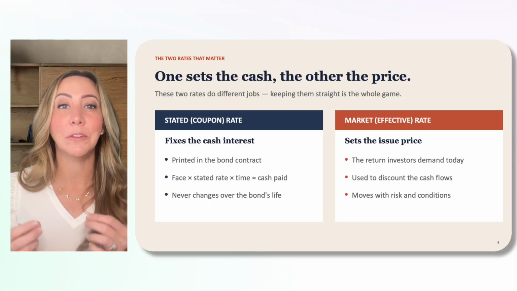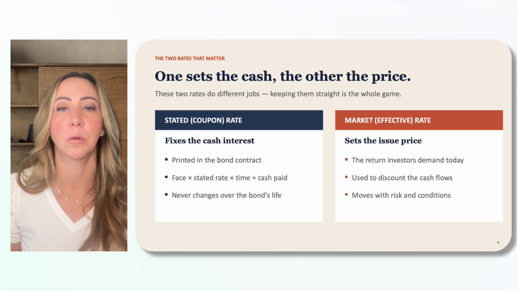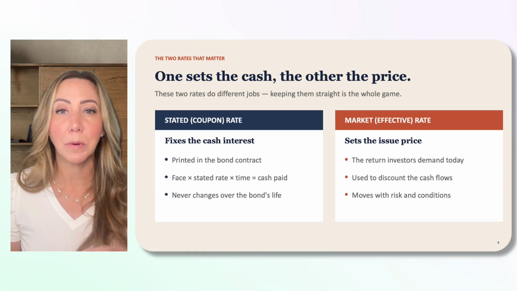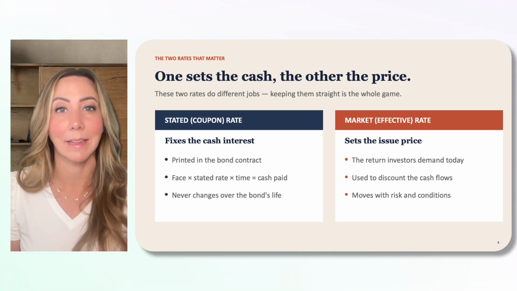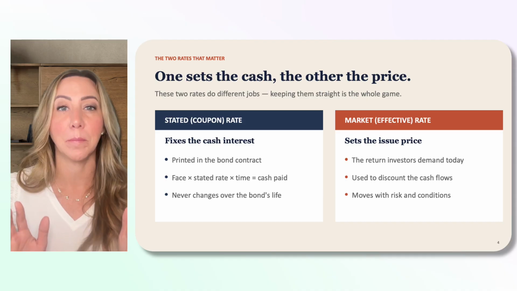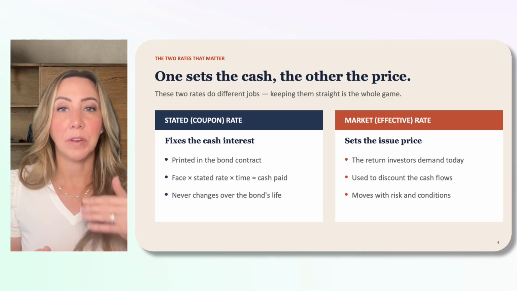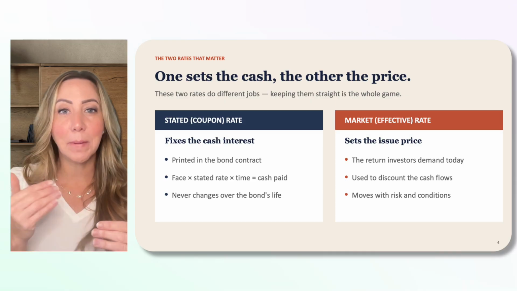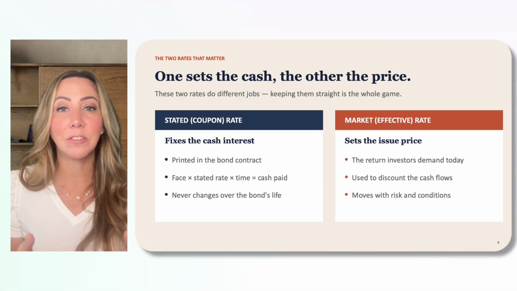There are two, and they do two completely different jobs. The first is the stated rate. You'll also hear it called the coupon rate or the nominal rate. They all mean the same thing. This rate is what's printed on the bond contract, the piece of paper that the company is actually selling. And it never changes for the life of the bond. Its only job is to set the cash interest amount. You take the face amount of the bond, multiply it by the stated rate, and then multiply by the fraction of the year. And that's the cash that the company actually pays every interest period.